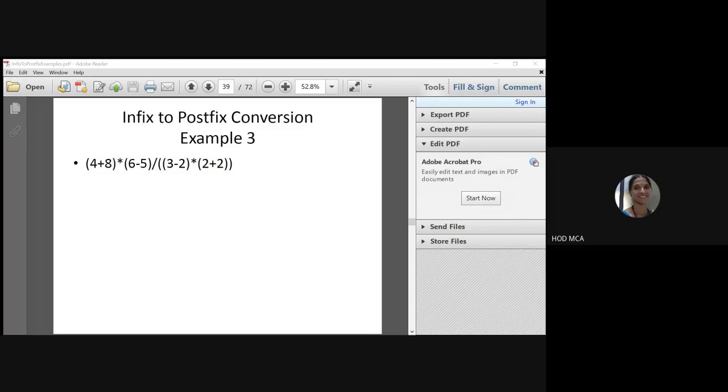Manjunath and Spurti's answer. Let me check. There is some difference. Manjunath, I think you have missed out some minus. I don't see any minus at all. Ma'am, minus is there. I'm not able to see it. No, ma'am, I forgot to enter. Enter it again. No issues.